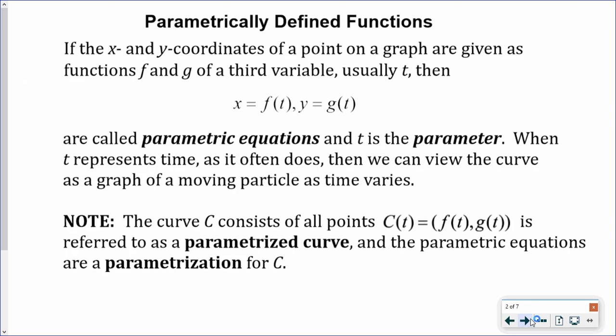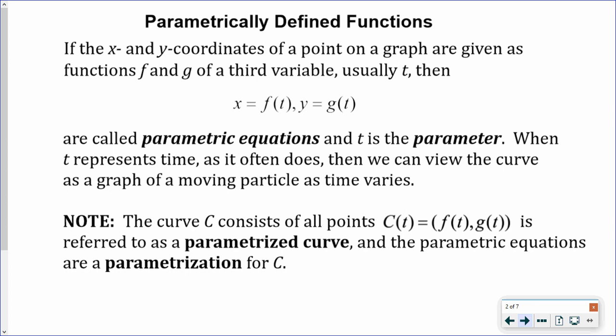So, parametrically defined functions. If the x and y coordinates of a point on a graph are given as functions f and g of a third variable, usually t, then we would write x equals f of t and y equals g of t, and we would call these parametric equations. And again, we would call t the parameter. So when t represents time, as it often does, then we can view the curve as a graph of a moving particle as time varies.